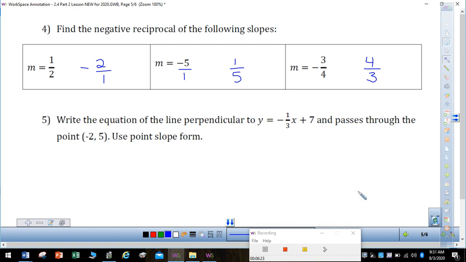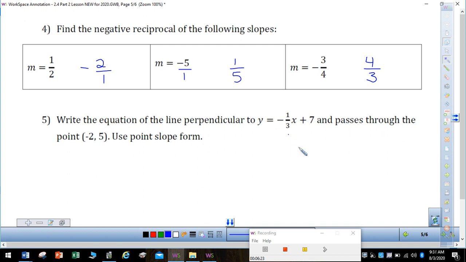So another way to remember this is that between the two slopes that are perpendicular, you always have one that's positive and one that's negative. All right, so we're going to write the equation of the line perpendicular to y equals -1/3 x plus 7 and passes through the point -2, 5, and we're going to write the answer in point slope form.